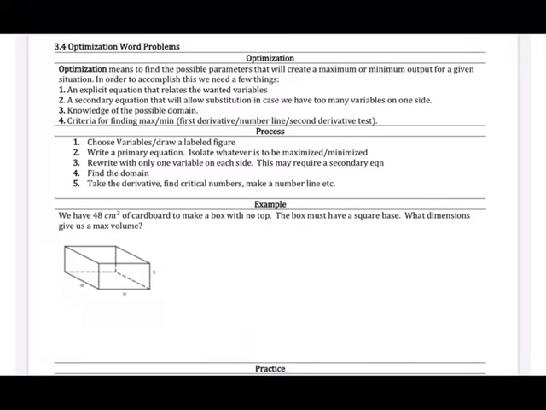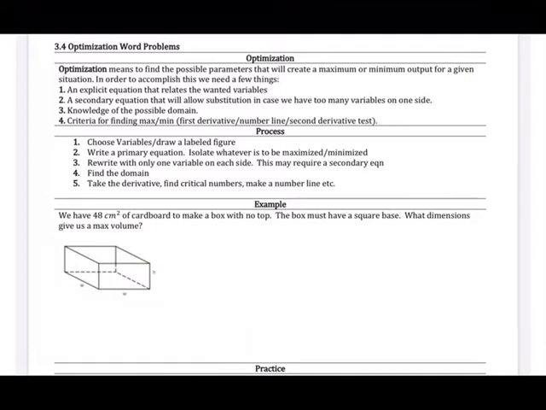And then we need to know criteria for finding the max or the min, which is going to involve first derivatives, critical values, number lines, second derivative tests, all the tools that we have been using and building up to this point. So when we're working through problems like this, always make sure, just like with related rate problems, that you're drawing a picture and choosing your variables.